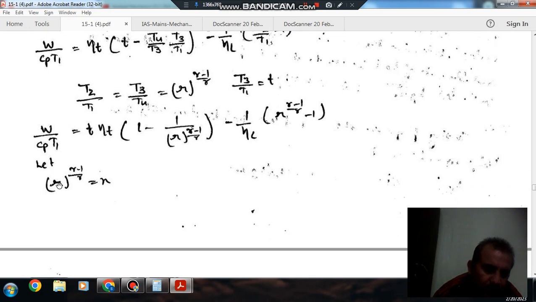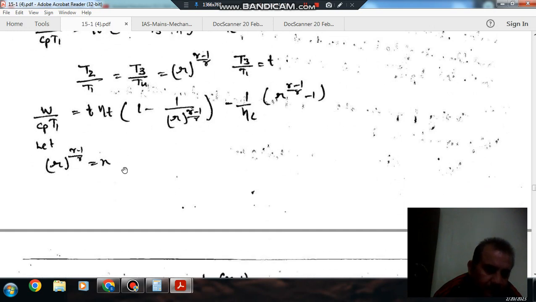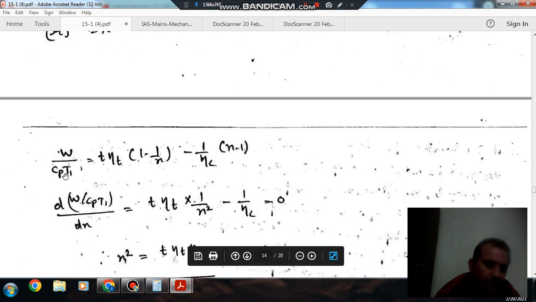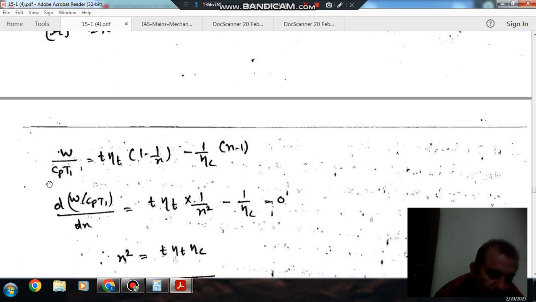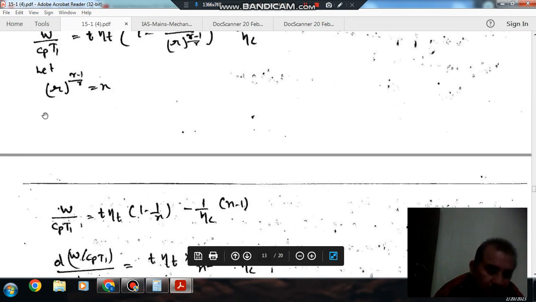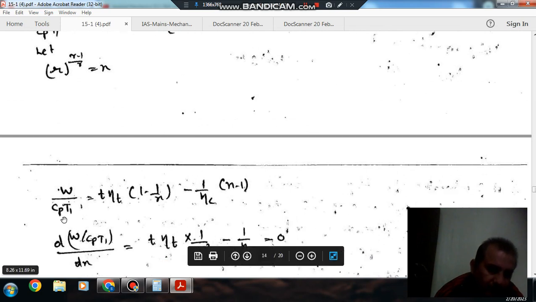Now putting R raised to (gamma minus 1) by gamma as x, the equation becomes W by Cp T1 equals t times isentropic efficiency of turbine times (1 minus 1 by x), minus 1 by compressor efficiency times (x minus 1). Cp and T1 are constant, t is constant, and the efficiencies are constant, but W is variable. So we differentiate with respect to x, because x is a function of R, and W by Cp T1 varies with x.